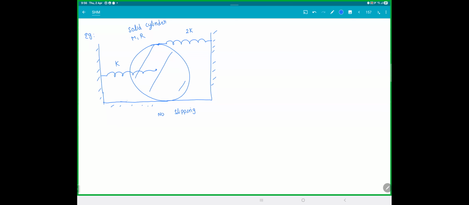Okay, let's see whether you got it. 2 pi root 2k by m. Okay. Could be the answer.